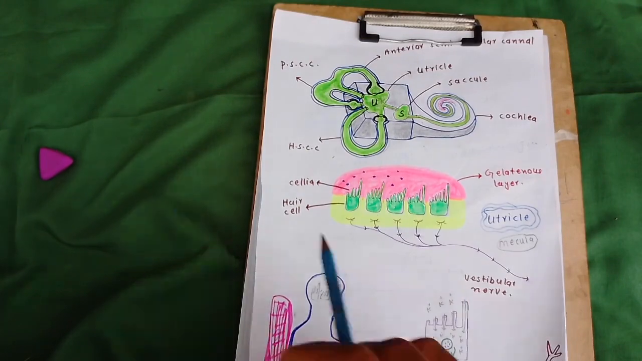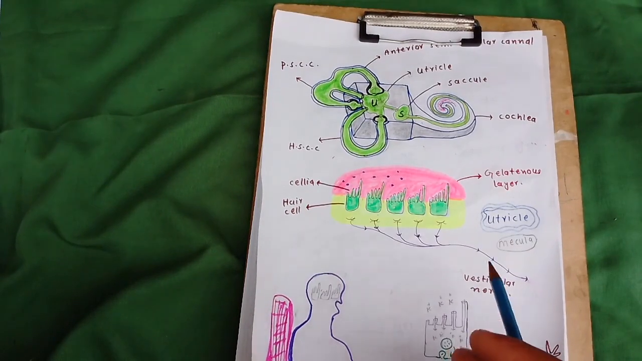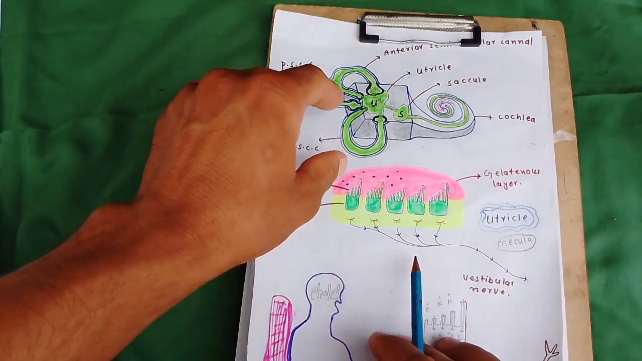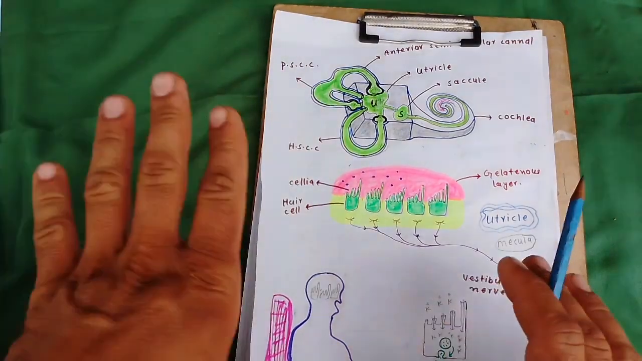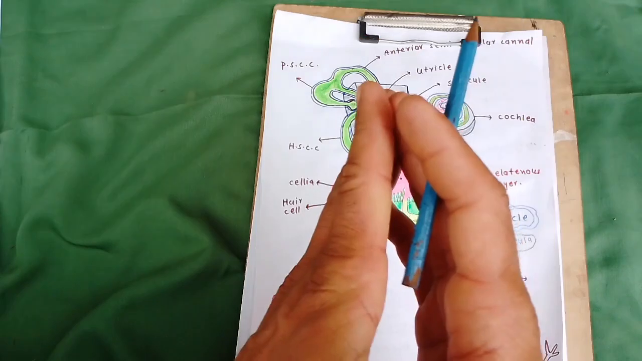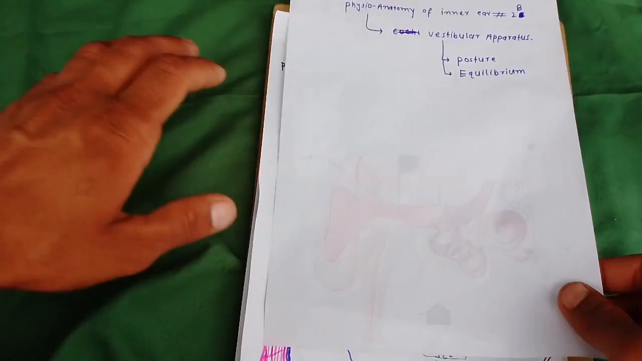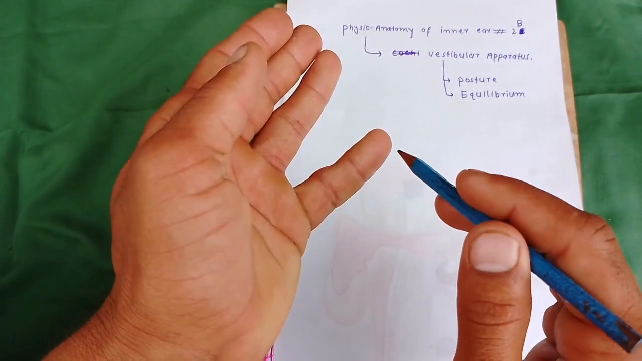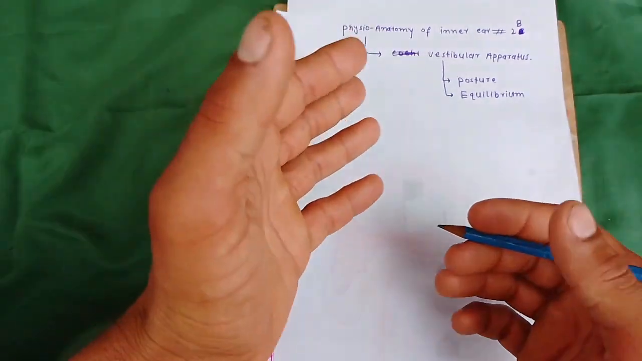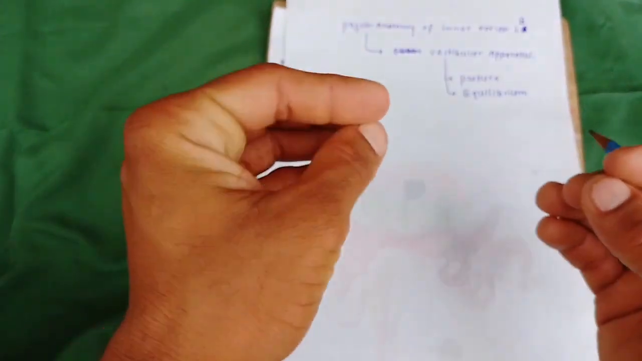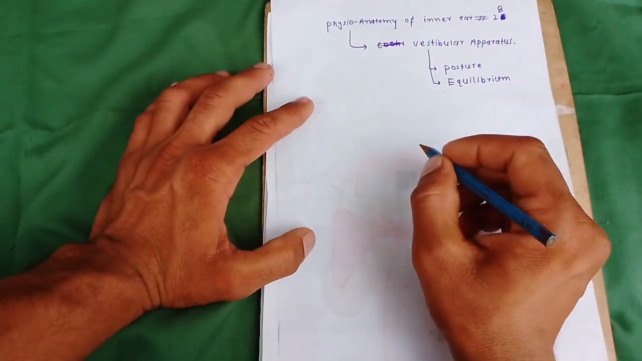What is posture? The vestibular apparatus is the only part in the body, present in the inner ear, that is responsible for posture and equilibrium. What is meant by posture? What is equilibrium? Posture is the arrangement of limbs, upper limb, lower limb, and all other body parts, the arrangement of different body parts in a sitting position or any position.